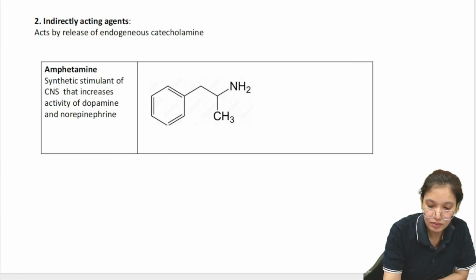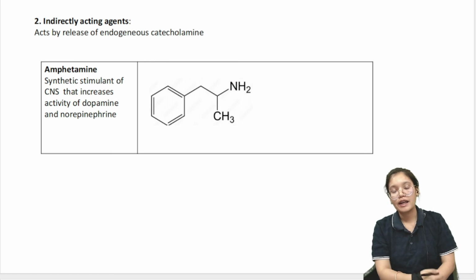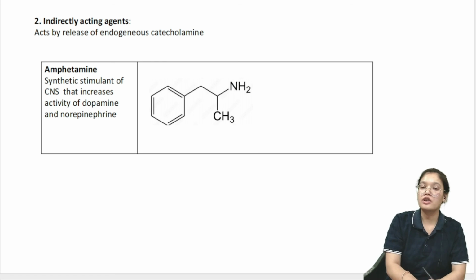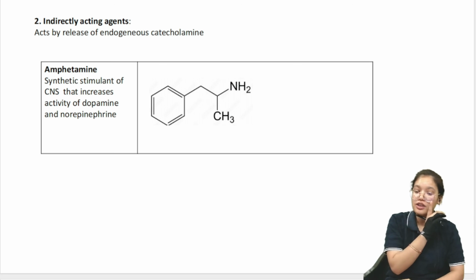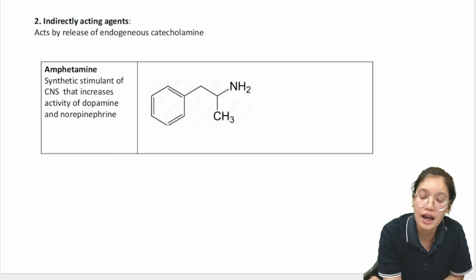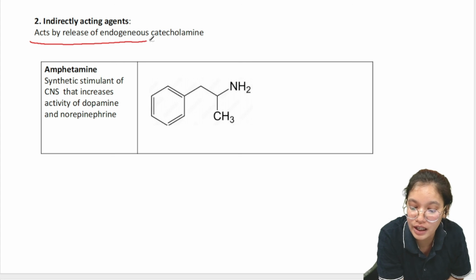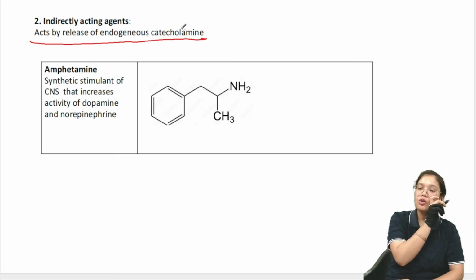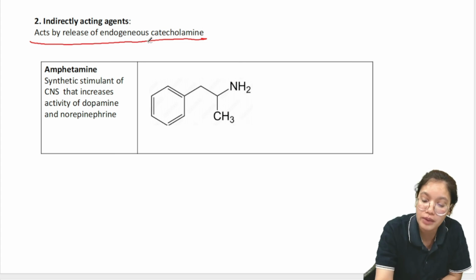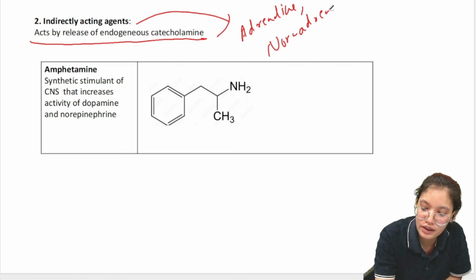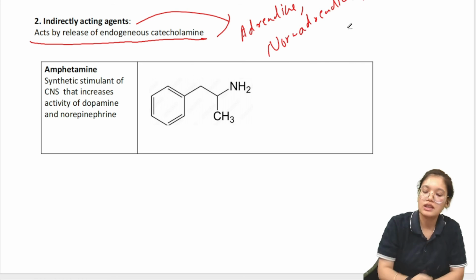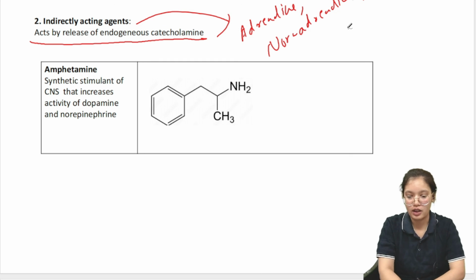Now moving forward, indirectly acting agents. These do not act directly on the adrenergic receptors, but act by causing the release of the endogenous catecholamines. So what are the endogenous catecholamines? Like adrenaline, noradrenaline. These are the endogenous catecholamines.